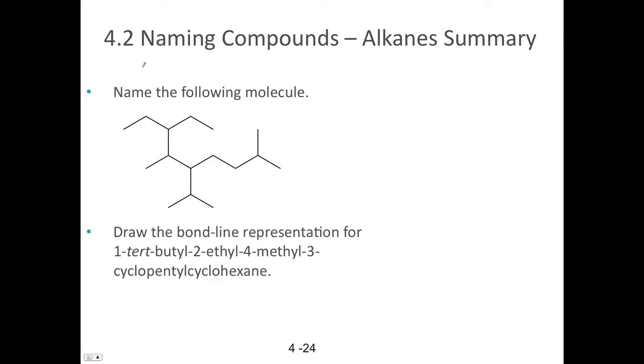All right. Name the following molecule. Let's get the parent chain here. 1, 2, 3, 4, 5, 6, 7, 8, 9. So that's 9. 1, 2, 3, 4, 5, 6, 7. It's 7, so that's a no. 1, 2, 3, 4, 5, 6, 7. 1, 2, 3, 4, 5, 6, 7, 8, 9.